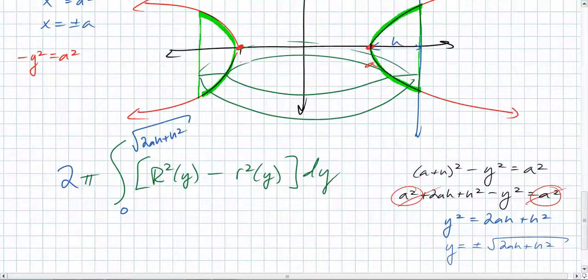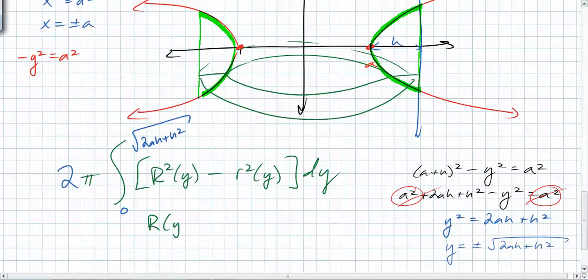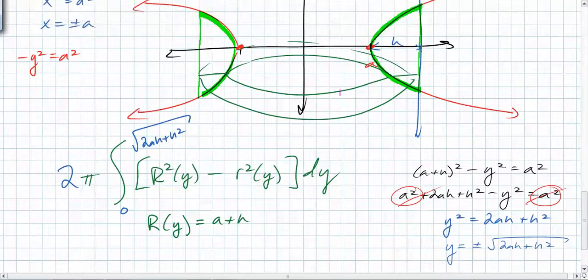So now what do we need to find? What's the next thing we need to find? Big R of what? What's big R? No, think. It's just a plus h. Don't overthink it. It's static. The big radius is right here. Here's big radius, all the way from there to there. As you move that disk, that washer, up and down, does the big radius change? No. What is that distance?